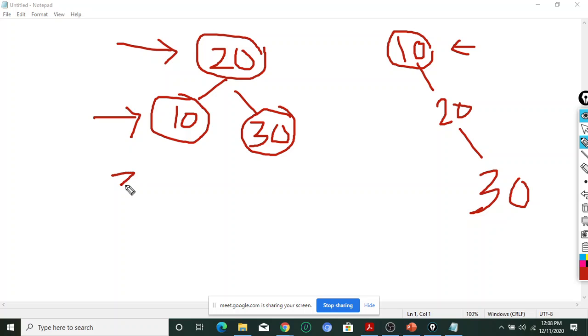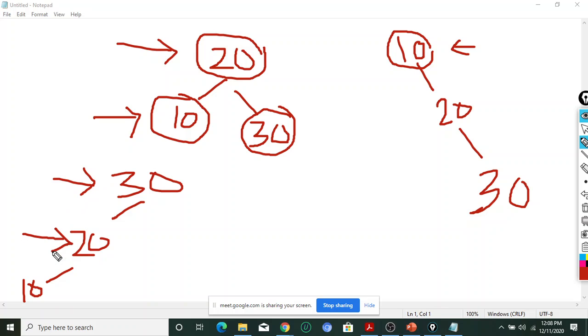Make it different. For example, if my tree is like this, many such trees are possible. I told you how many comparisons are required. One comparison, then again we will compare with the root node. Two, three comparisons. Here three comparisons.